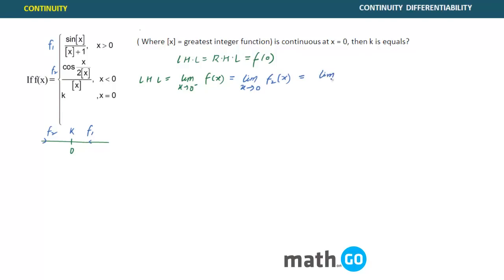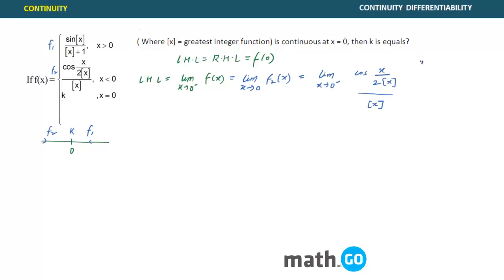So what it will become, let's say x approaching 0 minus, and you will directly replace the f2 function, which is cos of x by 2 times, yes, now this is GIF function. Believe me, I have already told you that GIF makes the question much easier. So do not get confused when you see this GIF sign. Believe me, the answer will be much easier than you have thought of. So now let's think of how to solve this problem.